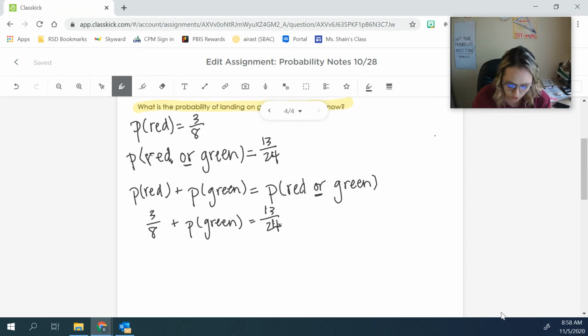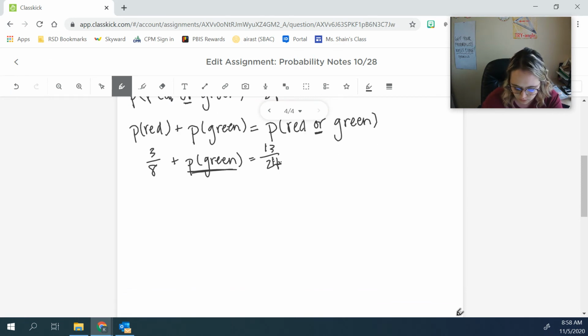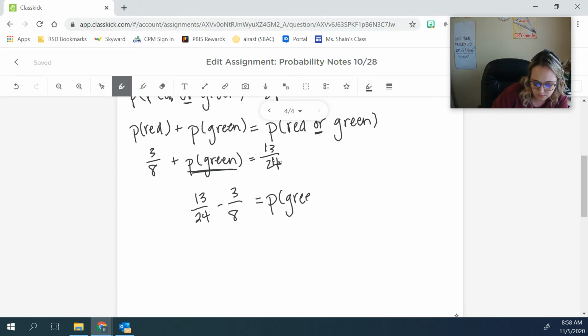Okay, 13 over 24. So to figure out that missing section right here that I don't know, I need to subtract 3/8 from 13/24. So 13 over 24 minus 3/8 will give me the probability of getting green. But these two fractions have different denominators, so I need to find a least common multiple of 8 and 24. And because 8 times 3 is 24, the least common multiple is 24.